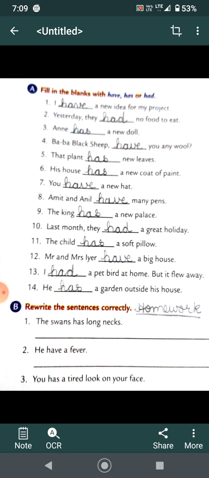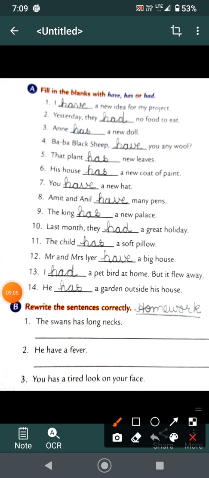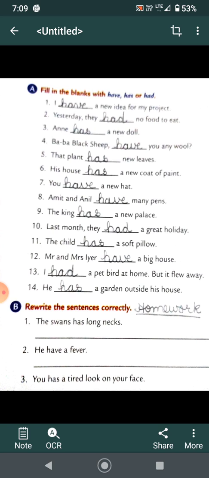One sentence I am telling you how to do. Rewrite the sentences correctly. The swans has long hair. Next, no. The swans have, more than one swan. So it will be the swans have. Have will come instead of has. You will underline has and write have. You have to write the full sentence here. He have a fever. He has a fever, or he had a fever. Rest all you will do yourself. I will discuss this exercise in tomorrow's class.